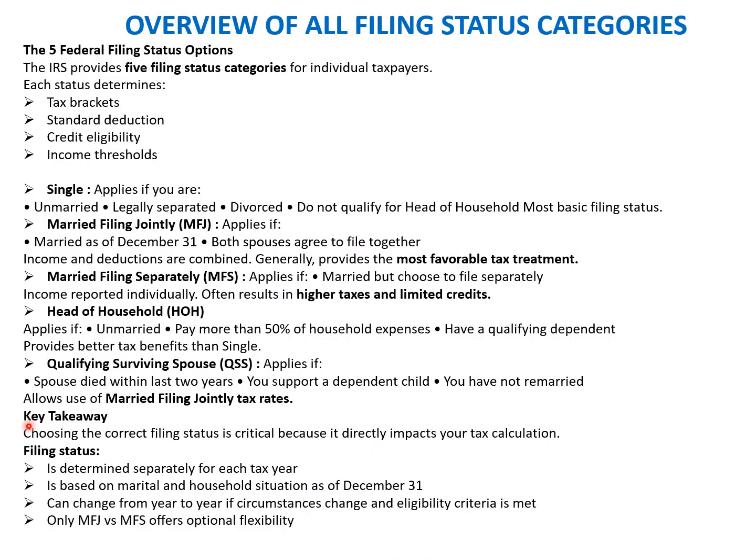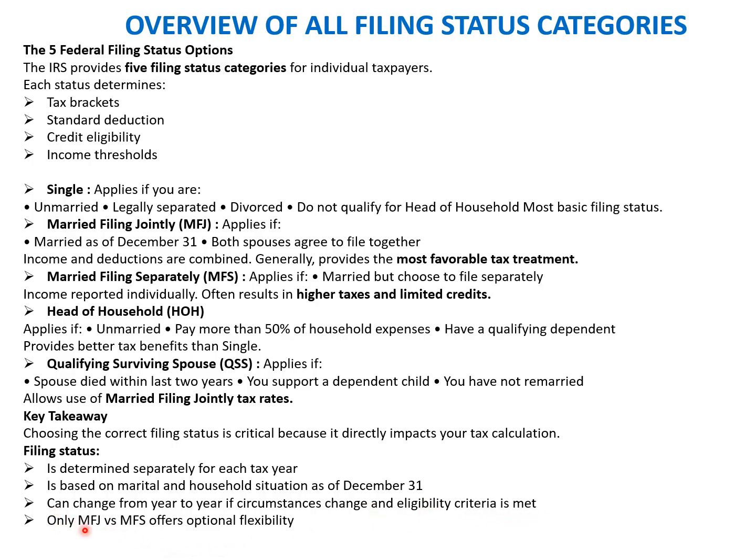So what are the key takeaways? Choosing the correct filing status is critical because it directly impacts one's tax calculation. And the filing status is determined separately for each tax year. This is very, very important. For each tax year, it has to be determined separately. It is based upon the marital and household situation as it exists on the 31st December of each tax year. It can change from year to year if the circumstances change and eligibility is met.